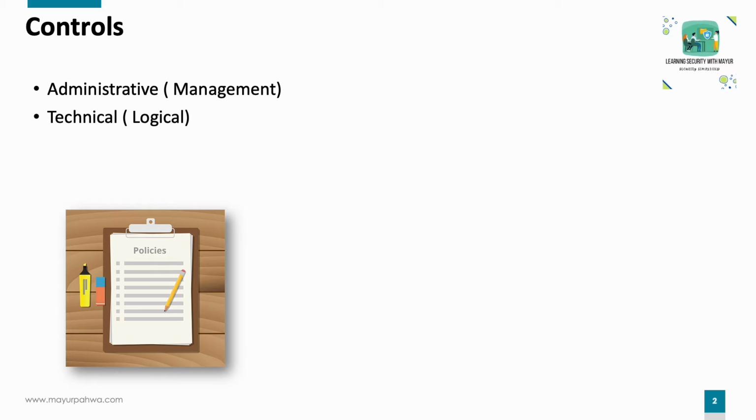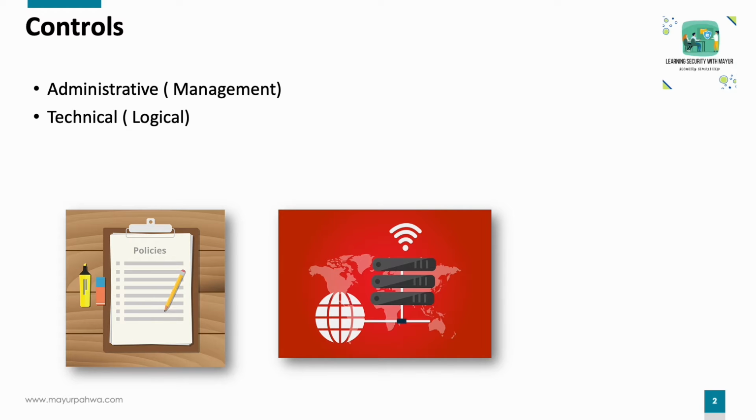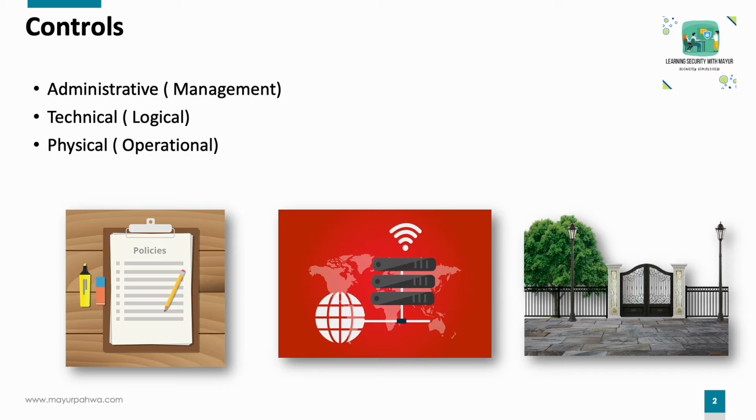Technical controls or logical controls are the ones that are implemented at the hardware or the software level. These can be controls such as firewall rules, encryption, IPS, antivirus, application level access controls, etc. And finally, the last type of control would be the physical controls that are implemented to secure the facilities, personnel, and assets. These are physical in nature, such as locks, fences, security guards, CCTVs, etc.